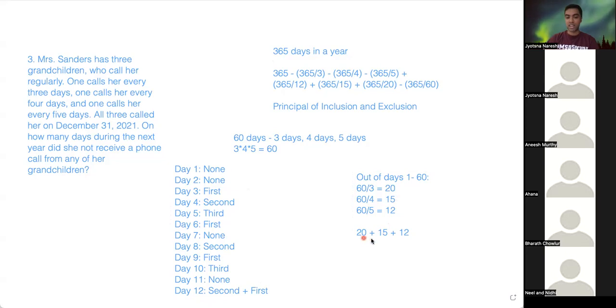So if these are the days that one of them called, now let's subtract out the days that 2 of them call. The first and second ones will call together. If the first one calls every 3rd day and the second calls every 4th day, they would overlap on the 12th day, as we saw here. The LCM of 3 and 4 is 12. So how many days are there where the first and second overlap?